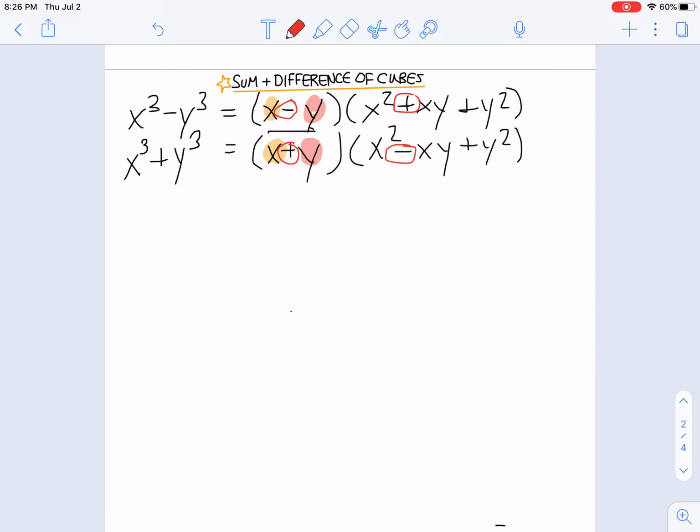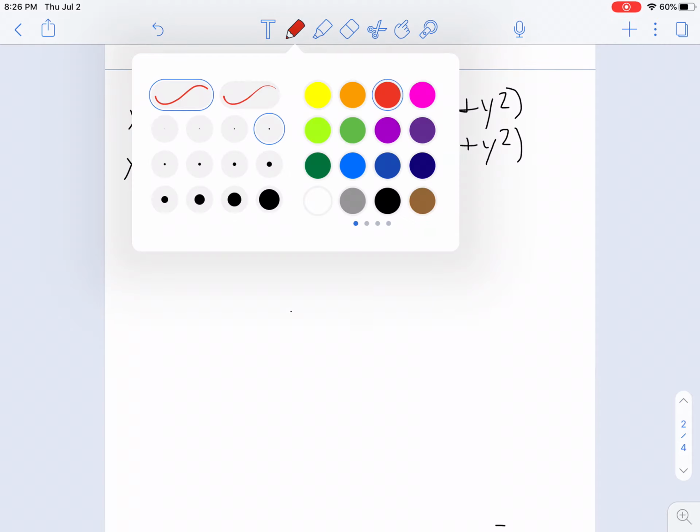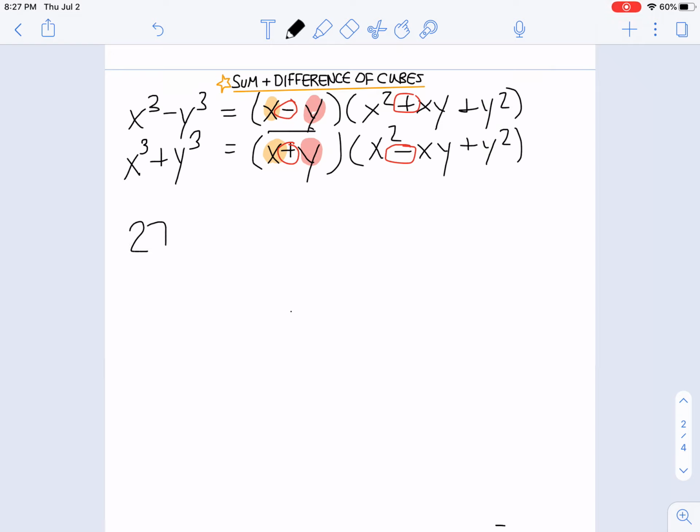So now if we look at a more complicated example, maybe something like 27a cubed plus 125b cubed. You might not immediately recognize this because it has numerical coefficients, but remember that 27 and 125 are both nice values that can be worked with in terms of taking their cubed root.